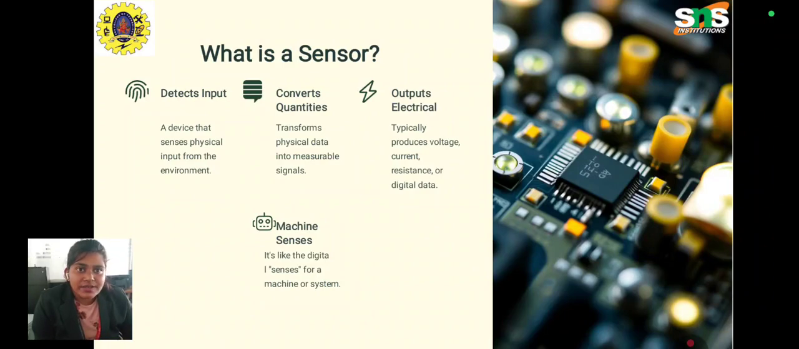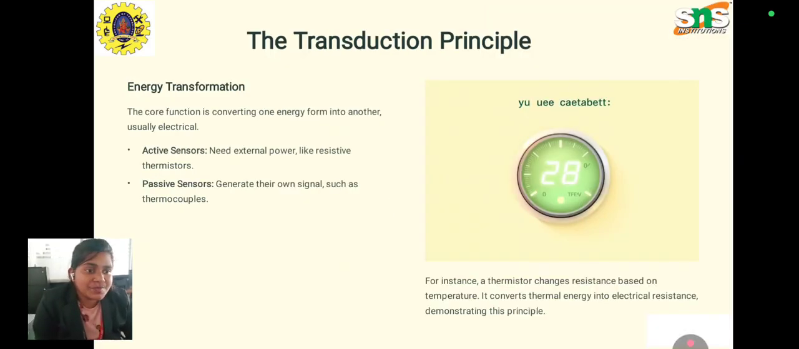So these are the basic principles of sensors. First of all, the transduction principle. At the heart of every sensor is the transduction principle. This is the process of converting one form of energy into another. Sensors can be classified as active or passive. Active sensors require external power to operate, like thermistors, and passive sensors generate their own signals, like thermocouples. For example, a thermistor changes its resistance with temperature. This is a direct application of converting thermal energy into electrical resistance.